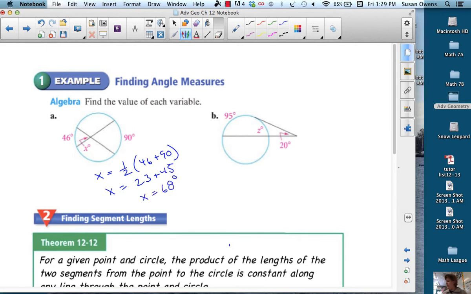And for the second one, the angle, which is 20 degrees, is 1/2 of the difference between the larger arc measure and the smaller one. So 20 equals 1/2 of 95 minus z. So I'm going to multiply both sides by 2. So 40 equals 95 minus z. And if I subtract, I get negative 55 equals negative z. So z equals 55 degrees.